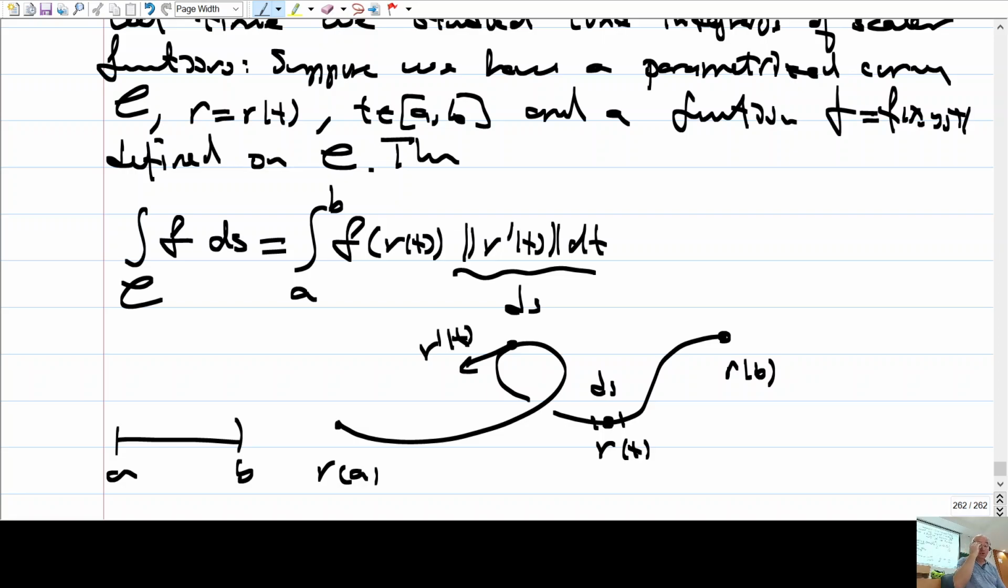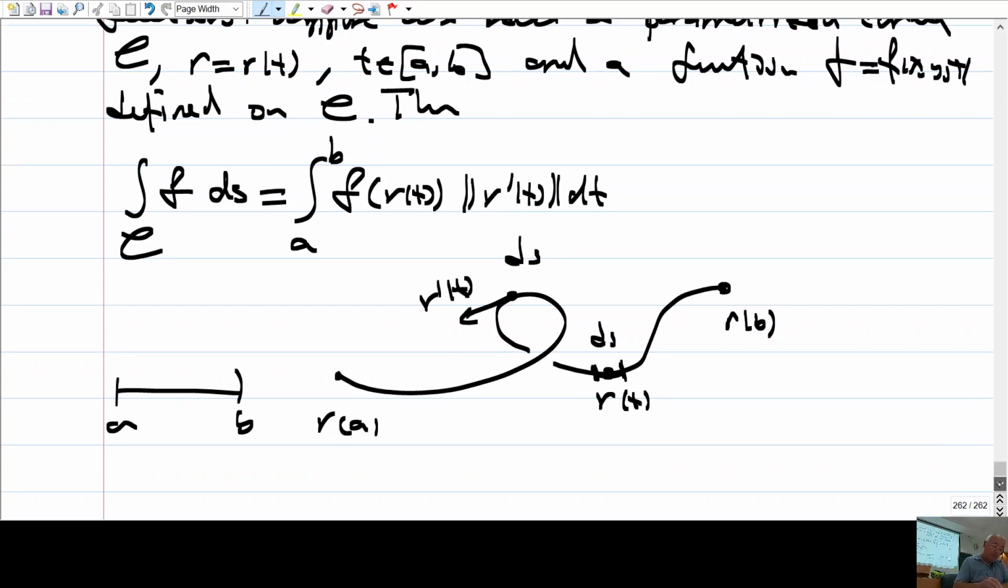them up. So this may be considered, for example, as the mass of this wire, if f represents the density. If f is the density, then you multiply density with the arc length, so you get the mass of this segment here, and then you add them up, so you get the mass. So last time we studied this. Today we will do something different.